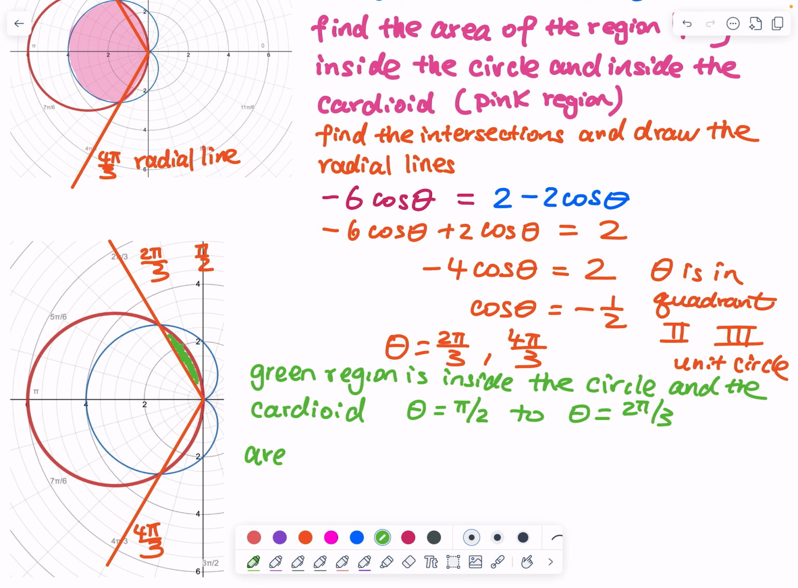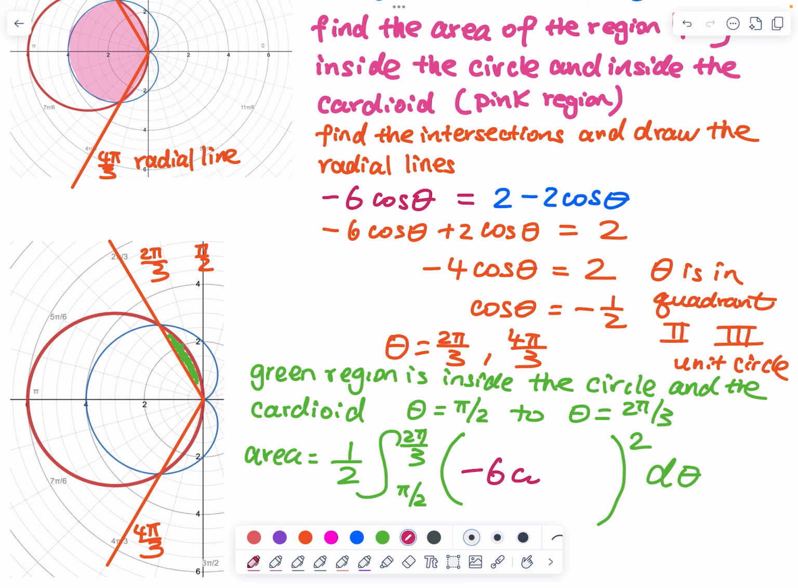Okay, then the area is equal to an integral. You put the 1/2 in front, outside. And then from pi over 2 to 2 pi over 3, we square according to the area of a polar equation. That is 1/2 times the integral from lower to upper limit. We square the polar equation, which this time is touching the circle. The green region is clearly touching the circle, between the red circle and the radial line. Then I will just square the circle.